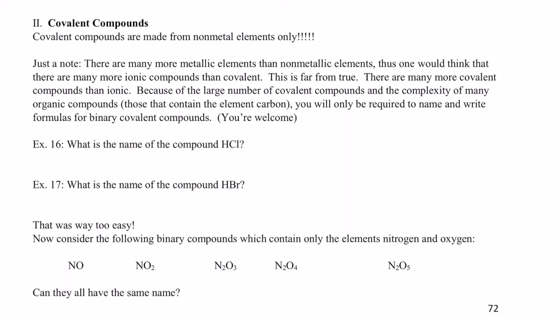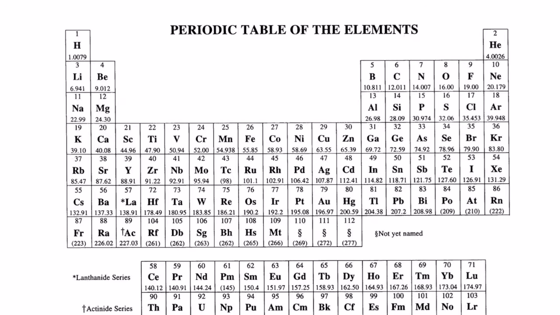Folks, welcome back. And today we're continuing our discussion on nomenclature. We've finished up ionic compounds and we're moving on to covalent compounds now. Now remember, covalent compounds are made from non-metal elements only. So let's take a look at our periodic table. We're going to draw in our border again.